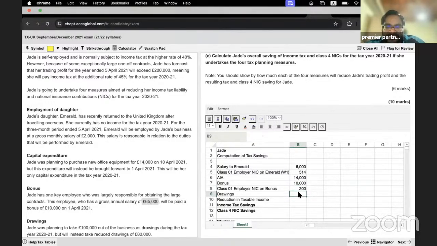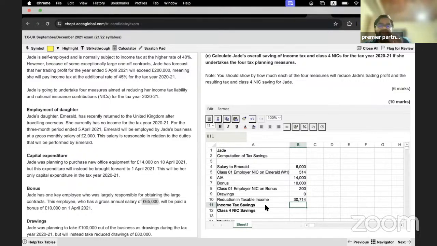Right. Then drawings we already discussed. It is not going to create any kind of impact on Jade's tax adjusted trading profit. So I'm going to make a zero value there. Then the overall reduction would be the total of this, which is 30,714. Up to that, are we okay? Awesome.